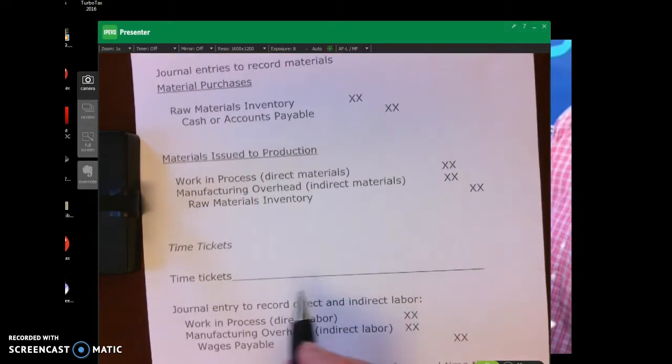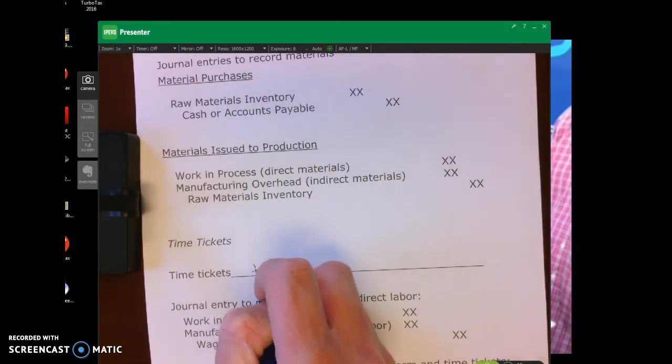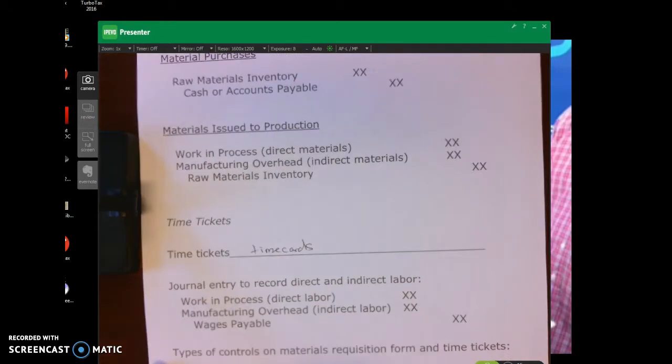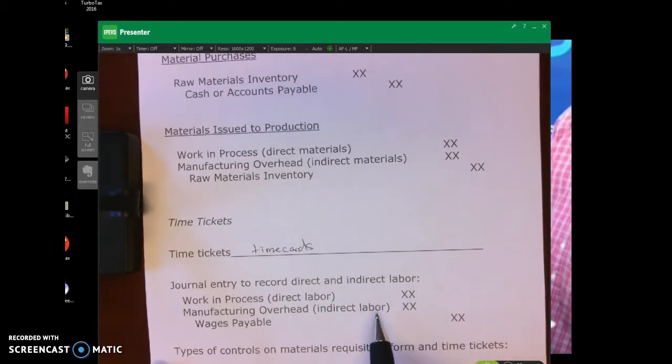Final thing that I want to talk about here is time tickets, which are just time cards. Okay? When we go through and show our time cards, the direct labor goes straight to WIP, our indirect labor goes to manufacturing overhead, and then we would credit wages payable. And then once we pay it, we would debit wages payable, and we would credit cash.